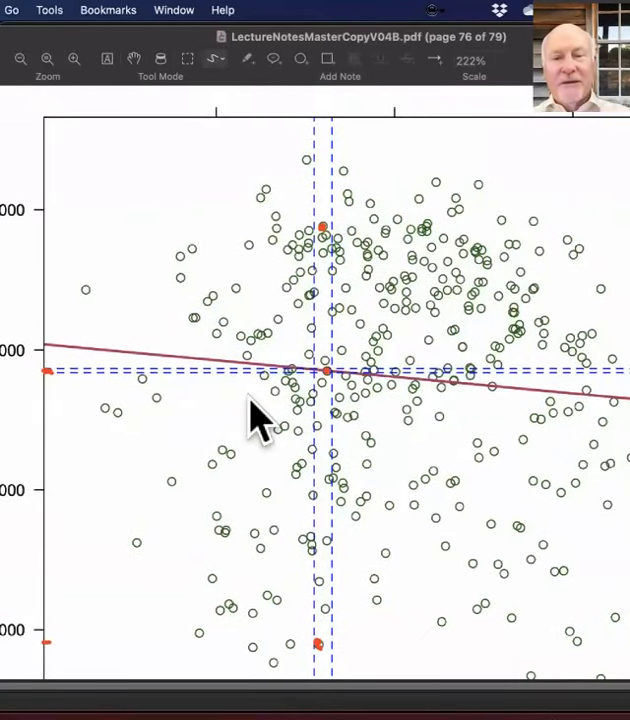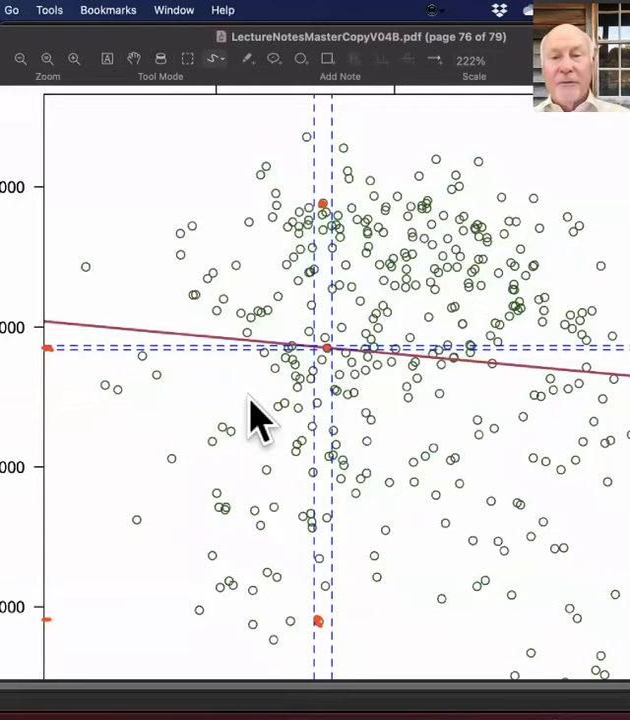So it's the best line that models the data, assuming there's a straight line relationship. But it can still be terrible. It can be the best one, but it can still be terrible. And this is the case where it's the best line, but it's a terrible predictor.